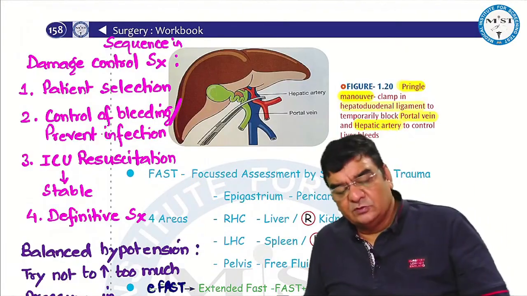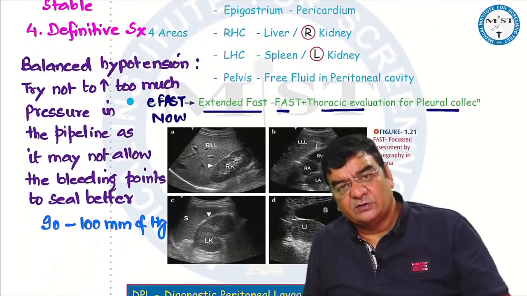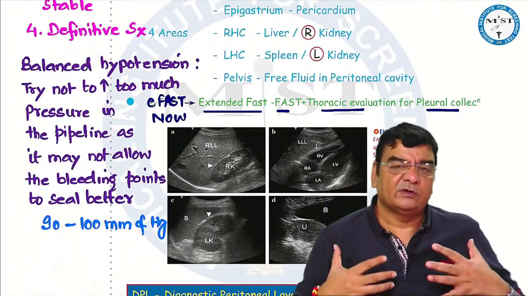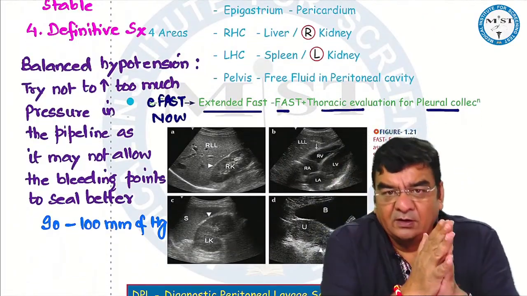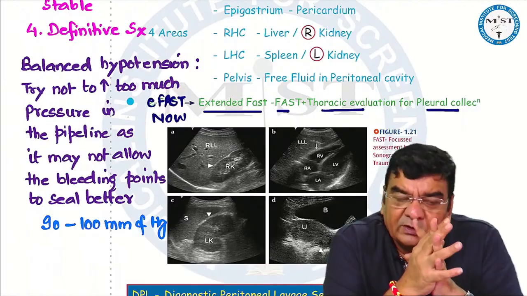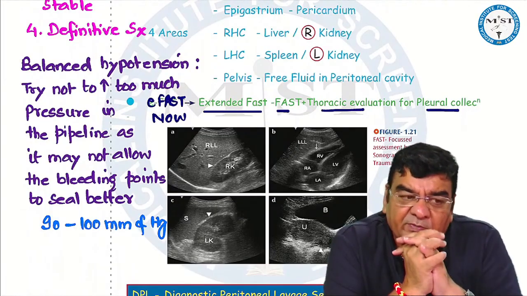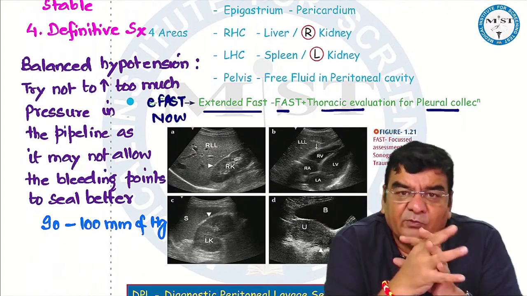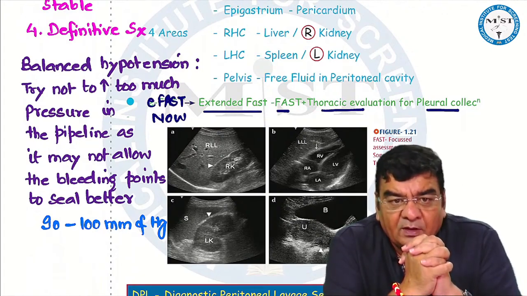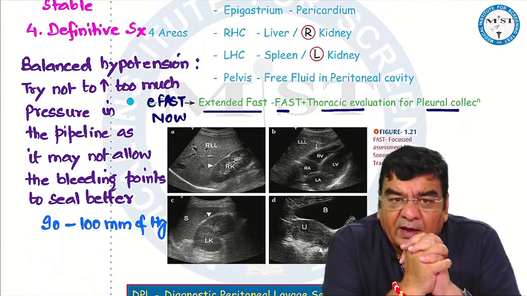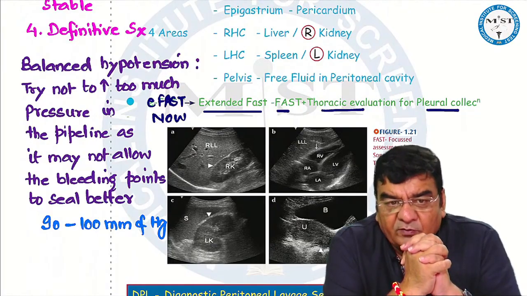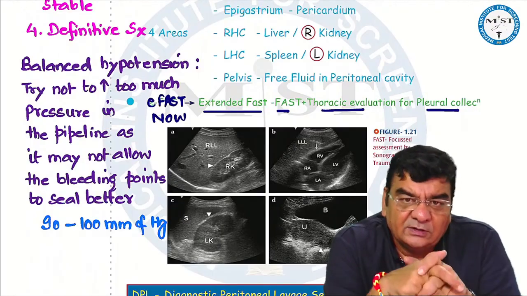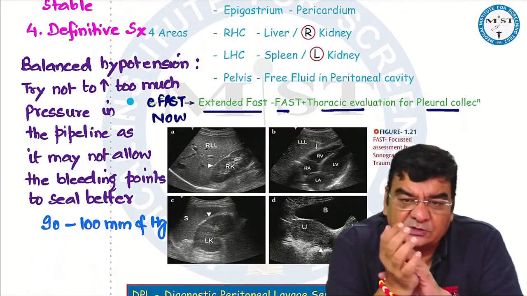In these situations, we should also take care when we are trying to generate pressure in the pipeline. We should not increase the pressure too much, because with a huge amount of fluid, the bleeding points that were getting sealed by platelets and clotting factors will not seal because of the pressure. So it should be a balanced hypotension. We try to maintain a systolic pressure of 90 to 100 millimeters of mercury in these situations.